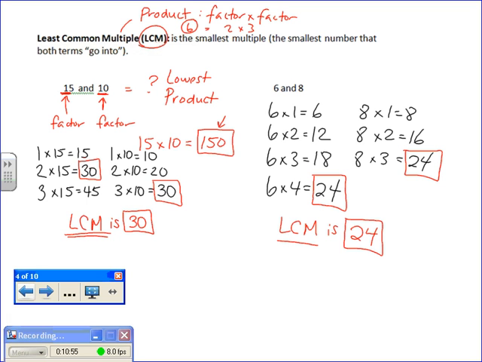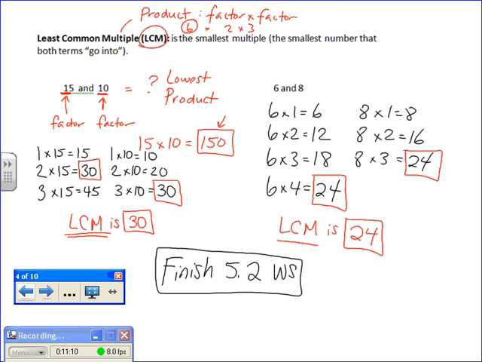At this point, you can finish your 5.2 worksheet. I'll write that on our website as well. But I'd like you to try all the remaining 5.2 questions in your 5.2 worksheet. Check your answers. Make sure you're doing them correctly.